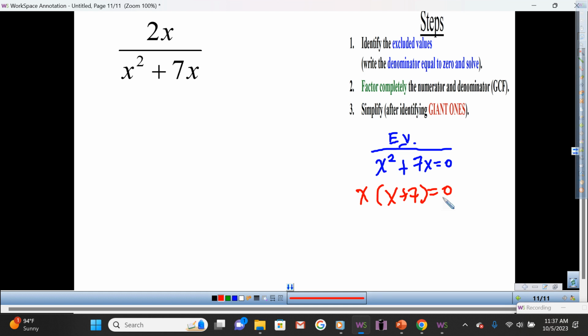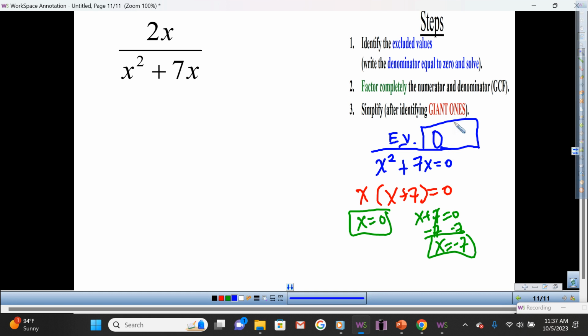Hands if you're up to right there. Okay, continue. Courtney Jean, what do I write next? That is correct. This is already solved. Minus 7 minus 7. X equals negative 7. Therefore, what are my excluded values? 0 and negative 7.